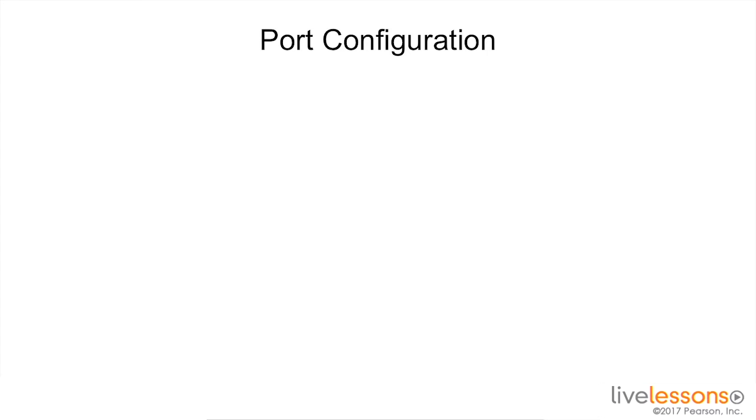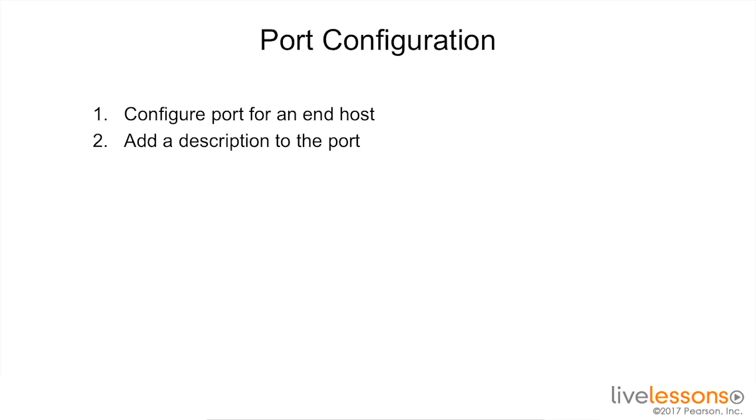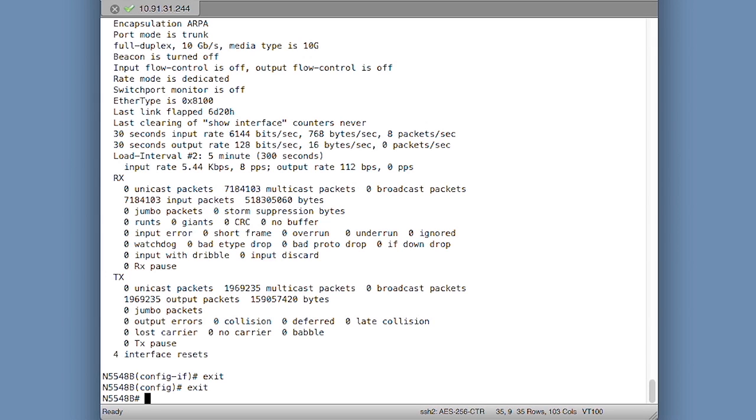In this lesson, we're going to continue where we left off with our basic switch setup and talk about basic port configuration. We're going to complete a number of tasks as we set up these ports. The first one is we're going to configure a port for an end host. The second thing we're going to do is add a description to a port. Third thing we're going to do is actually enable the port or turn the port on. And then last but not least, we're going to show you some show commands on how to verify that your port is functioning properly. So let's take a look.